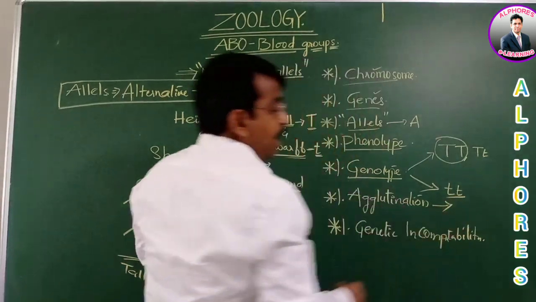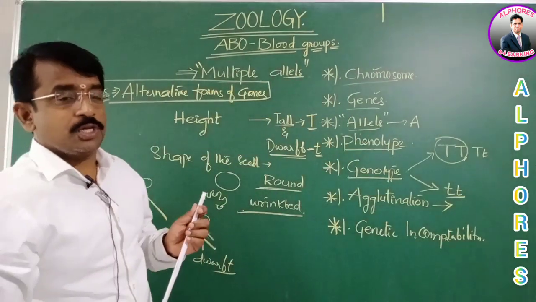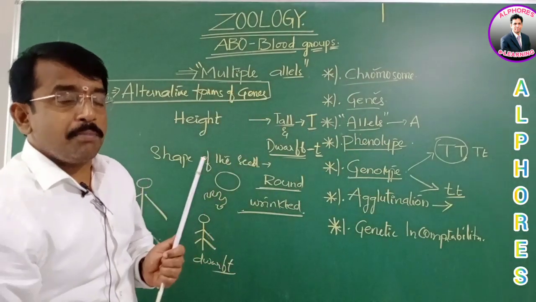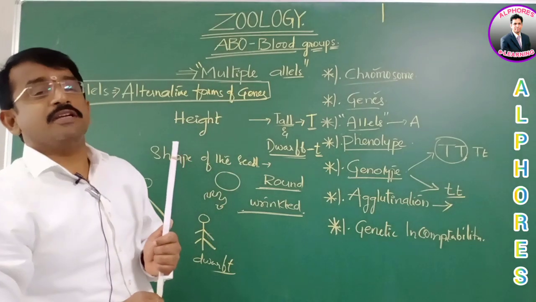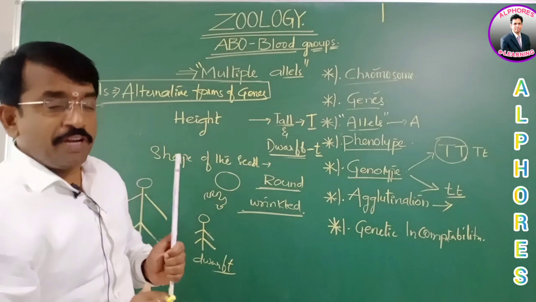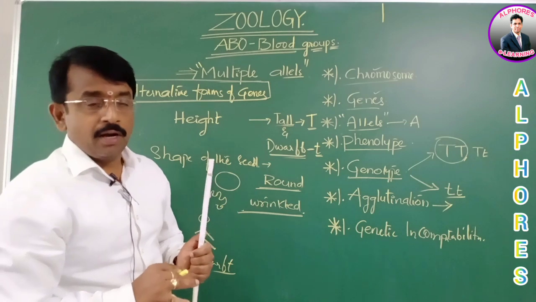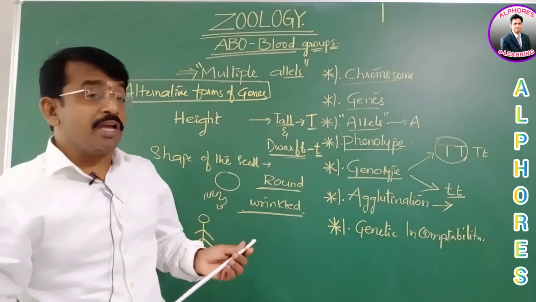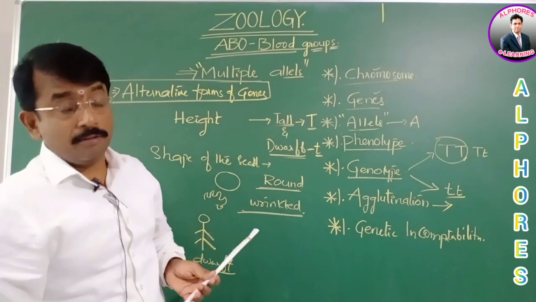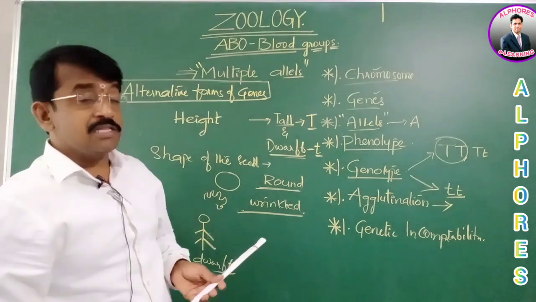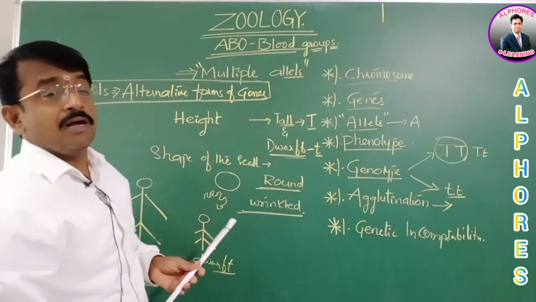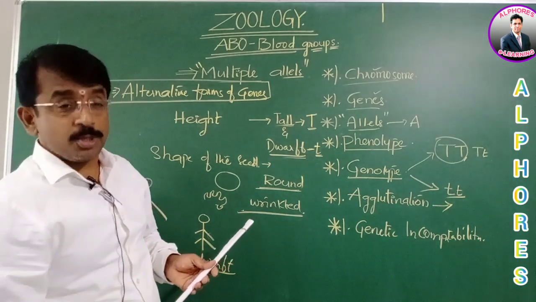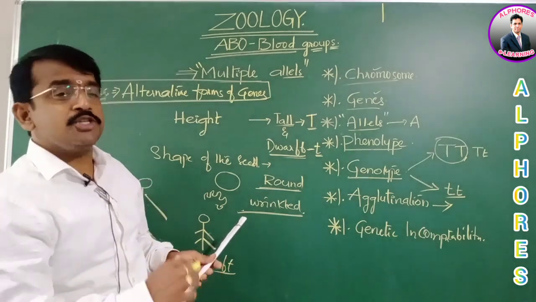Agglutination. Agglutination, in the sense, is the clotting of the blood. Generally, blood does not clot, as we discussed. Healthy blood does not clot. But blood is required for people who met with an accident or any emergency.